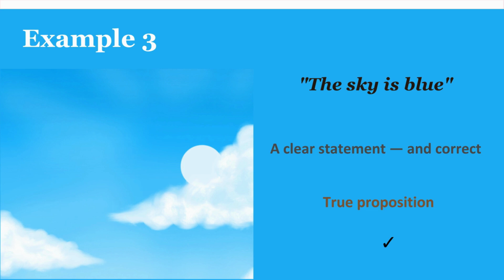Keep in mind that whether a proposition is true or false doesn't change the fact that it's still a proposition. What matters is that it can be judged true or false. This distinction, question versus statement, opinion versus fact, is the first skill in logic. Now that we can identify a proposition, we can start transforming it. The first tool is negation.